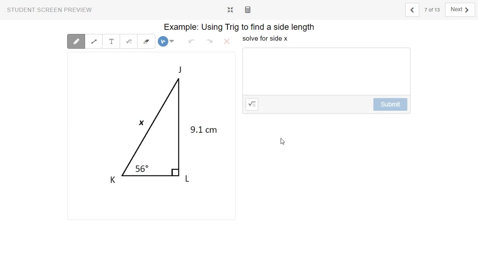Let's do another example. So remember, the first thing we need to identify is the sides that are involved. So I have my working angle here. Across from it, we have our opposite. Okay, this is the x, and this is across from the 90 degrees. So this is our hypotenuse.